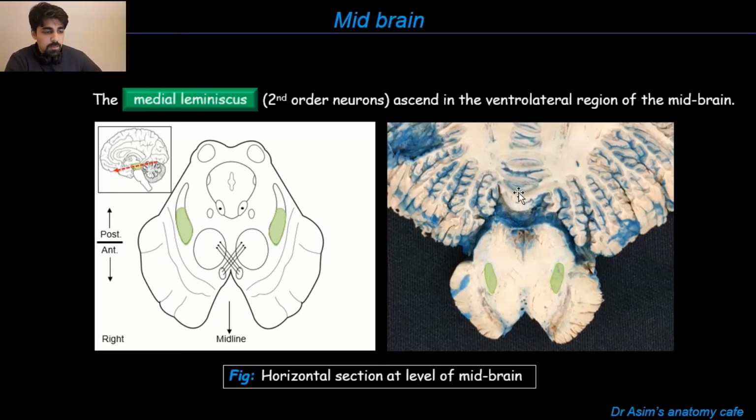This is once again a Mulligan stained section of the midbrain. You can see the substantia nigra over here very clearly. Anterior to it, this is the peduncle or the crus of the midbrain, one on either side. And then you can see the cerebral aqueduct at the back, this little space over here. And this region here is known as the tegmentum. And you can see the medial lemniscus here in the ventrolateral region of the midbrain.